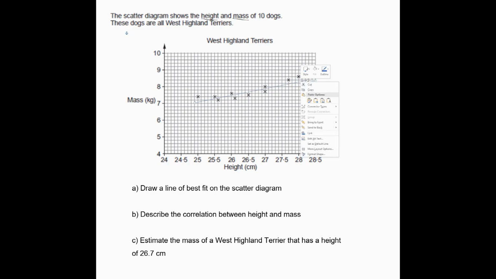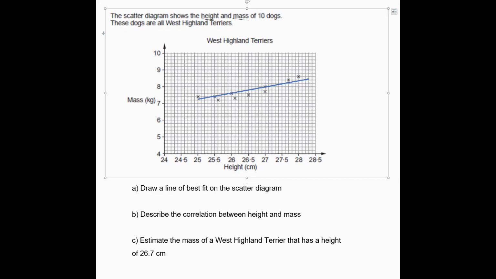So roughly, you're going to want to have equal number of points either side of the line. So maybe like that. And also, if you're given the mean point, so if you're given the mean x coordinate and mean y coordinate, it should also go through that. So this is our line of best fit, and we want to describe the correlation between height and mass.